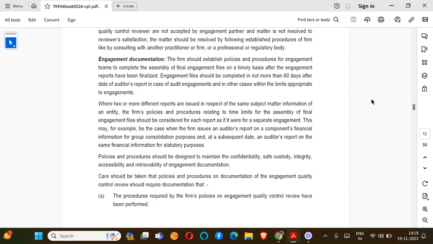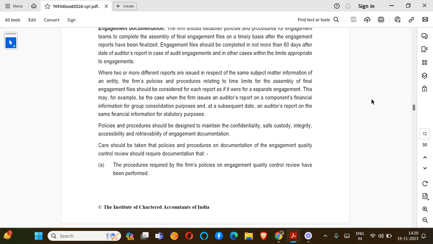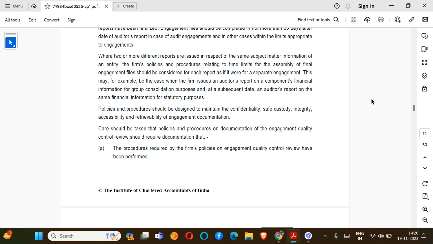And next is engagement documentation. We already know this, we studied it in Inter also: engagement documentation, which means the audit documentation, SA 230, you need to complete in not more than 60 days after the date of the auditor's report. So within 60 days of the report being issued, you need to complete your documentation. And if on the same subject matter or information, two different reports have to be issued or have been issued, we have to see which one is basically the final report.